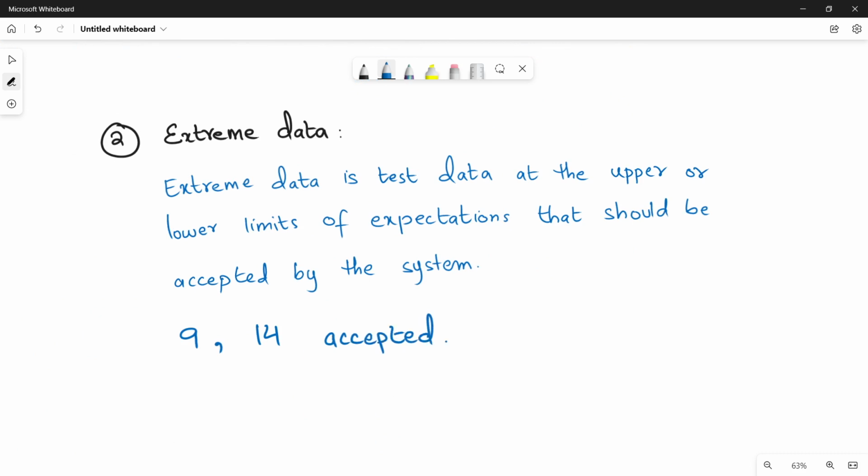So this is your second type of data, the extreme data, in which you are going to take the upper limit and the lower limit of your test data, or the normal data in other words.